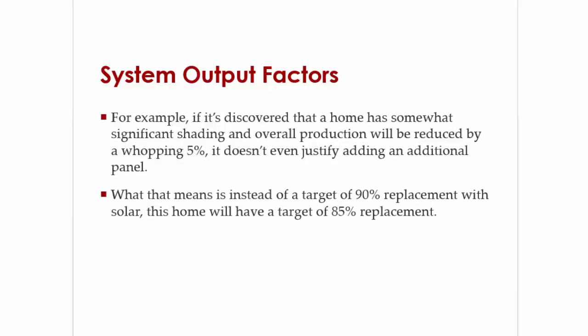For example, if it's discovered that a home has somewhat significant shading and overall production will be reduced by a whopping 5%, it doesn't even justify adding an additional panel. What that means is instead of a target of 90% replacement with solar, this home will have a target of 85% replacement.